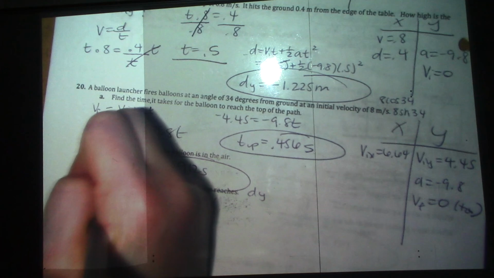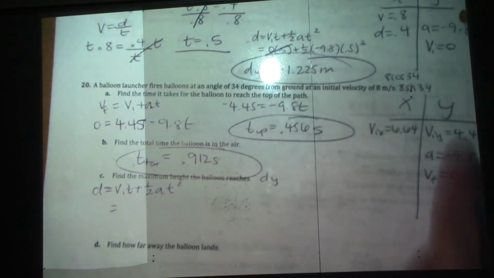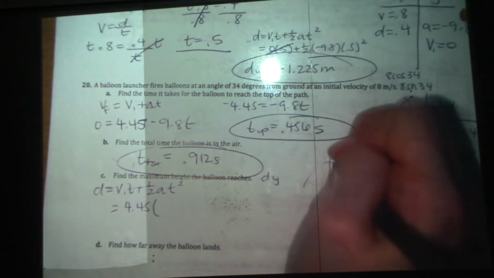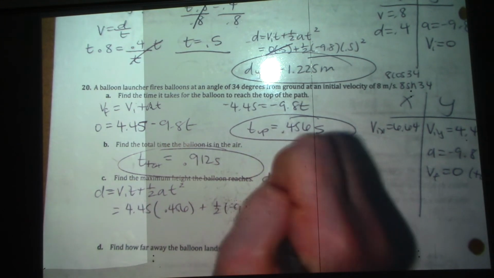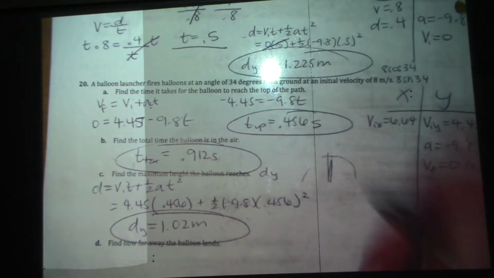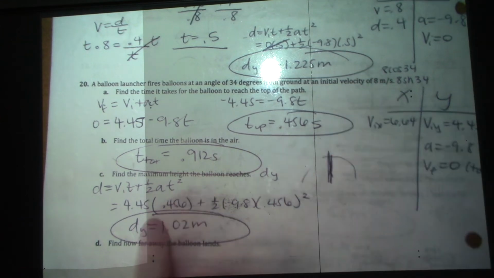And maximum height is a y distance, so d equals v_i t plus 1/2 a t squared. Make sure you use your y initial velocity. We're talking about the maximum height, so I'm going to use t up, not t total. So 4.47 times 0.456 plus 1/2 times negative 9.8 times 0.456 squared. And then you literally just type it in, and you would be getting 1.02 meters. I would not be getting a negative distance because I am going up here. Here I was going down that many meters, this one I'm going up, so it is positive.